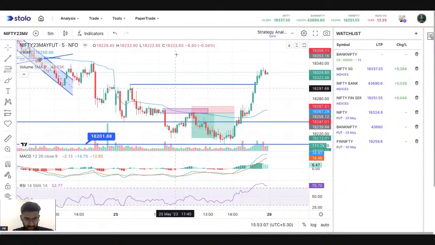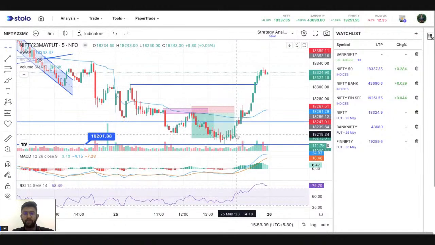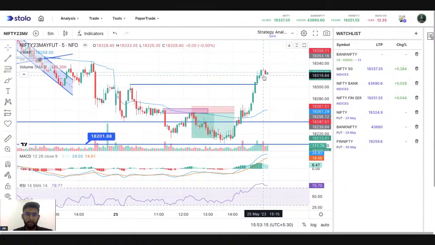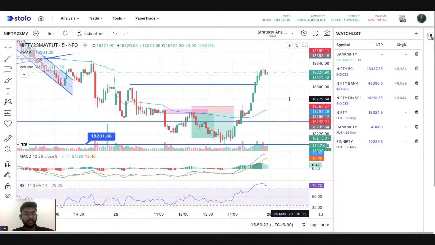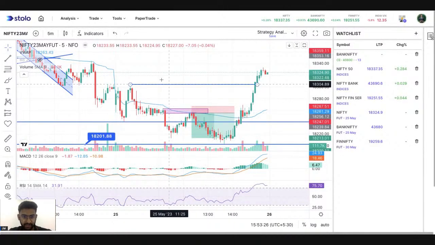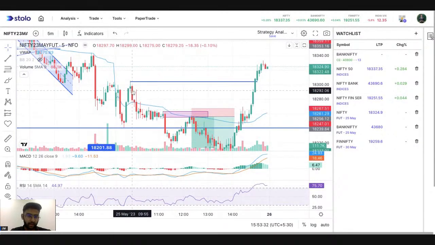And as we saw, exactly that happened. We only saw a recovery from 2 PM onwards, towards the end, and this was a complete rally to come back and break the day high as well. So we ended at around 18,324, which is very high. So yes, we saw 18,300 in the morning.